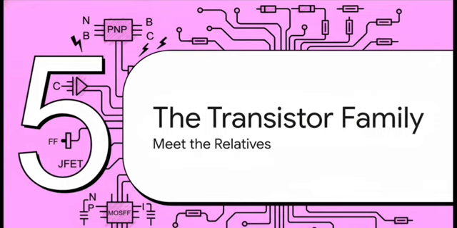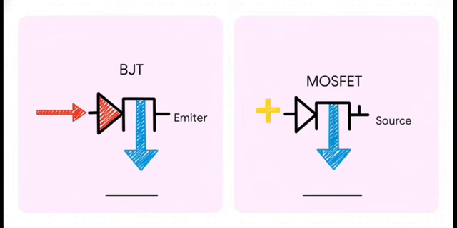So we've gotten to know the NPN BJT pretty well. It's a fantastic little workhorse. But it's important to know it's not alone. It's actually part of a much bigger family of components, and each one has its own special talents. The other huge name in the game is the MOSFET. The key difference is actually pretty simple. While our BJT is controlled by a little bit of current, a MOSFET is controlled by voltage. This means it takes almost zero power to keep it on or off, which makes it incredibly efficient.